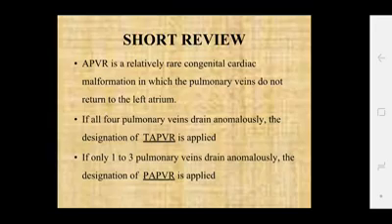If these 4 pulmonary veins fail to join the left atrium, it will be total anomalous pulmonary venous return or total anomalous pulmonary venous connection. If 1 up to 3 of the pulmonary veins fail to join the left atrium and drain anomalously somewhere else, it will be termed partial anomalous pulmonary venous return.